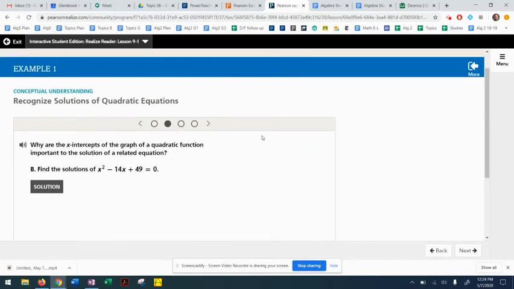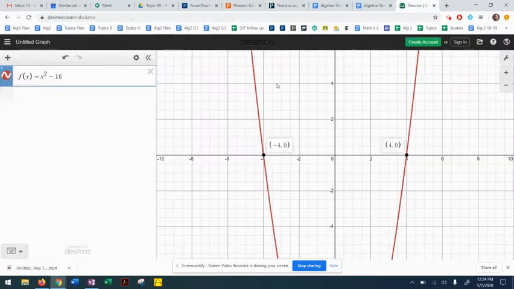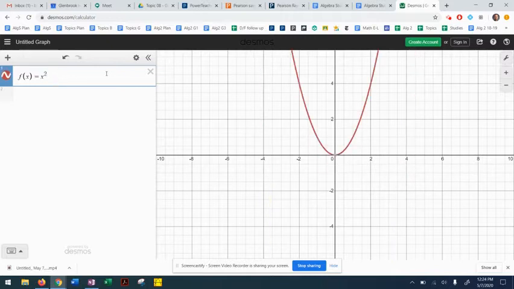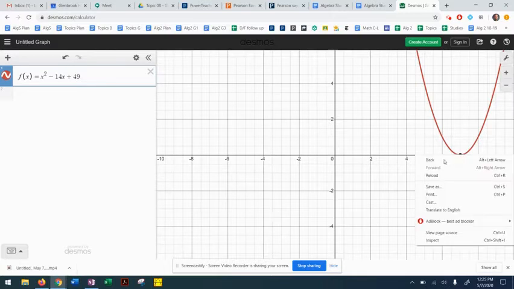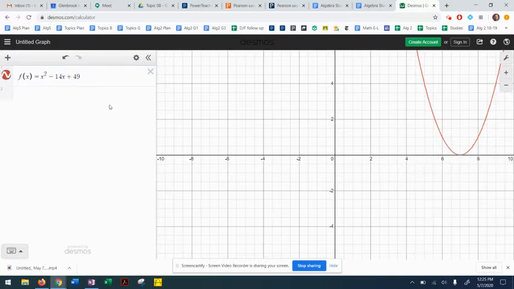All right, let's try another problem similar to this one. We'll do this one by ourselves, though. Find the solutions of x squared minus 14x plus 49 equals 0. I'm going to go over to Desmos and graph the function x squared minus 14x plus 49. And we see that this function crosses right there at 7, 0. So I'm actually going to plot the point 7, 0 to show you that that's where it is. We're going to label it. Okay, there it is. 7, 0 is where it crosses.